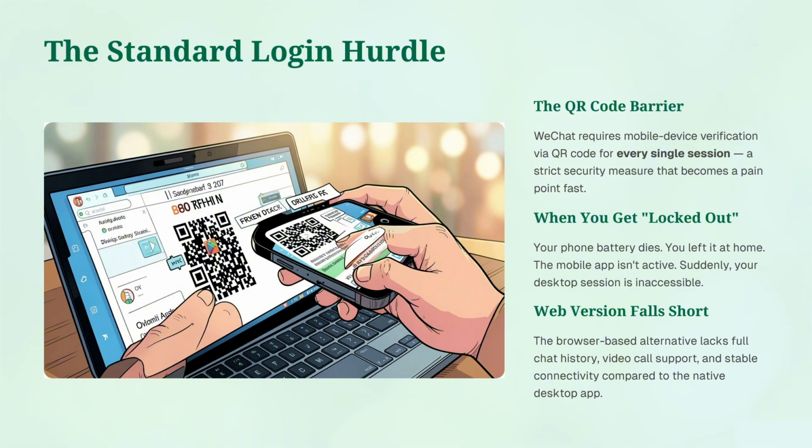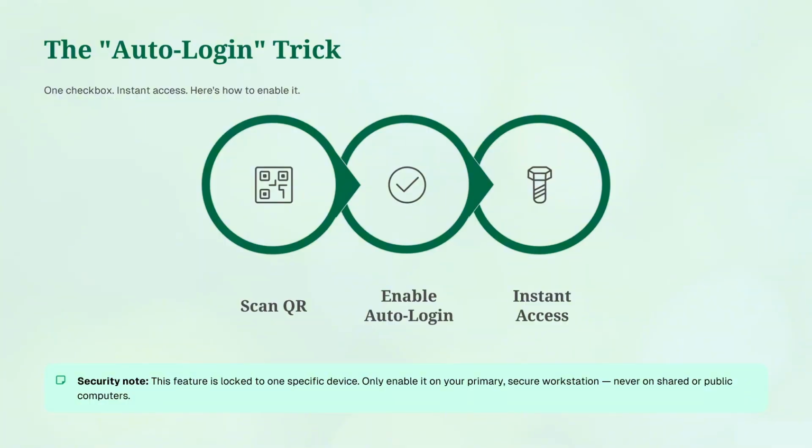inaccessible. The web version falls short. The browser-based alternative lacks full chat history, video call support, and stable connectivity compared to the native desktop app. So, the auto login trick: one checkbox, instant access. Here's how to enable it.